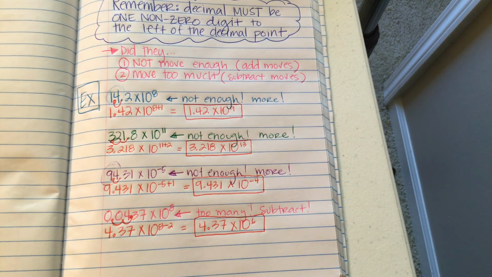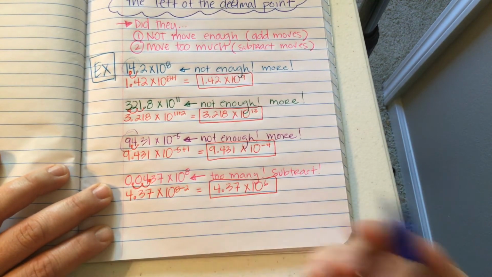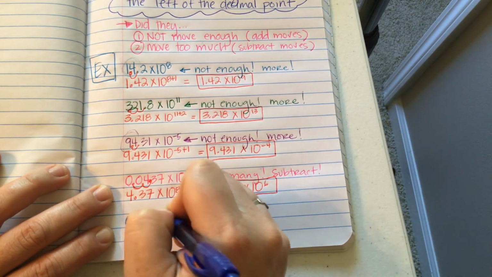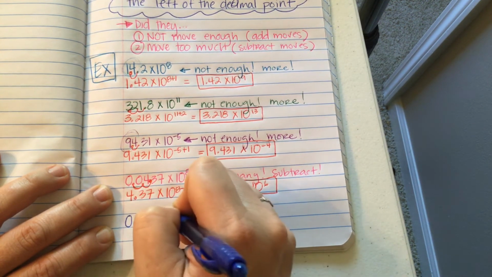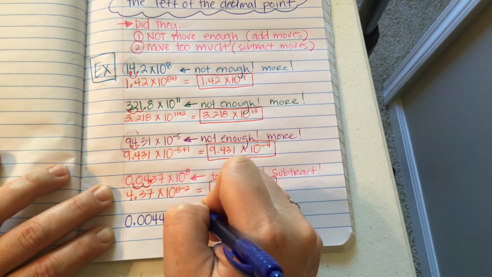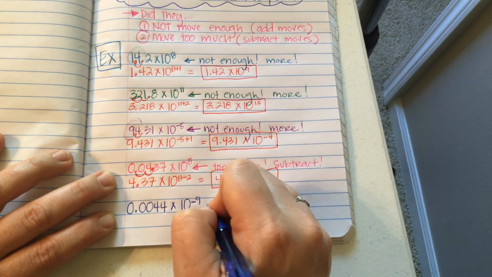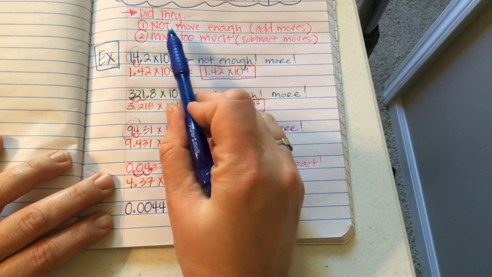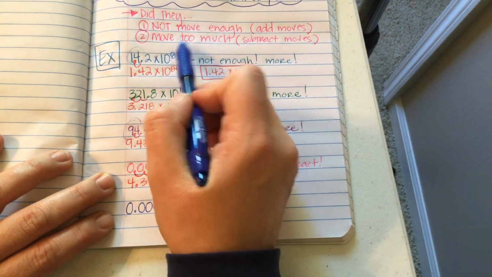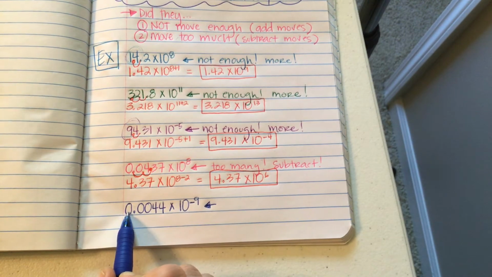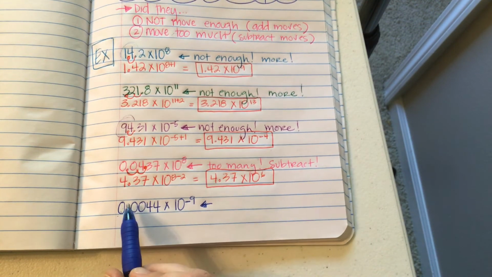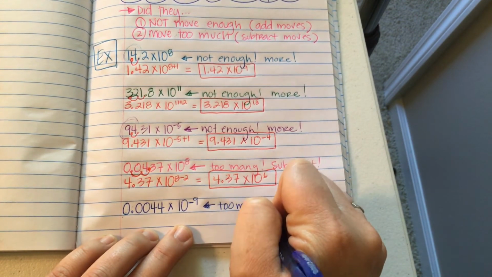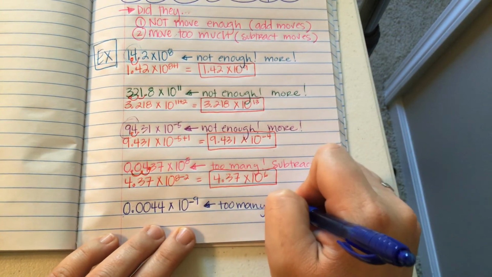If I was going to do, let's do 0.0044 times 10 to the negative 9th. I'm going to say, okay, do I need to move more? That's not enough. Or are there too many? So if I'm looking here, I've got a 0. I can't have a 0. So I did too many moves. You can't have a 0. We have to go backwards until we find a number. So I'm going to have to subtract.